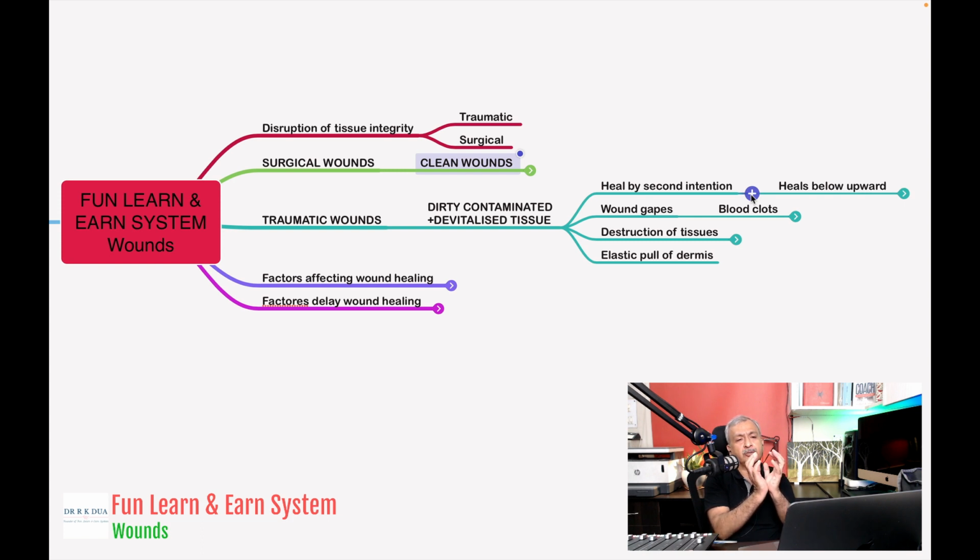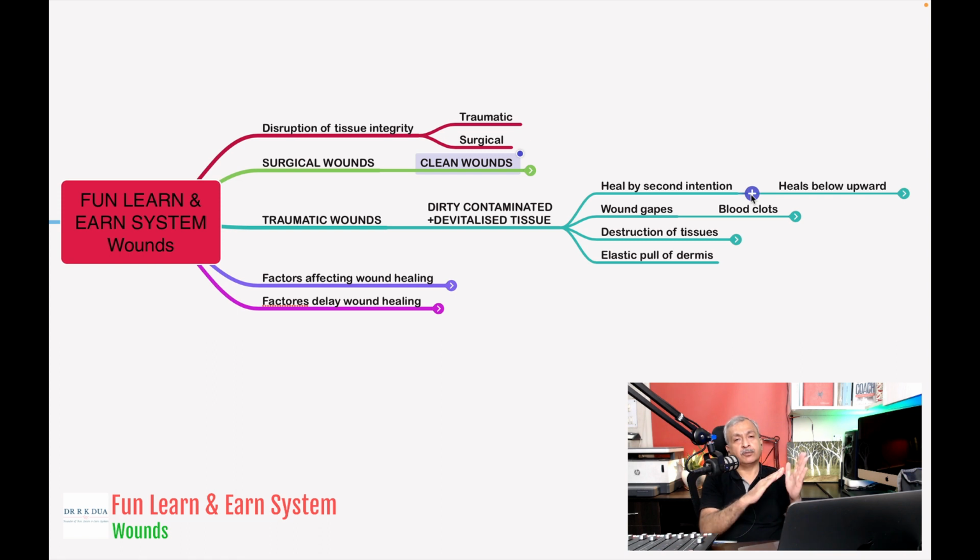Over the granulation tissue, the epithelium migrates like this. And then from both ends, the epithelium migrates and meets in the center. Sometimes this granulation tissue grows above the margins of the epithelium. In that case, the epithelium cannot migrate over the granulation tissue and reach the other side. So in this case, we have to facilitate the healing process.